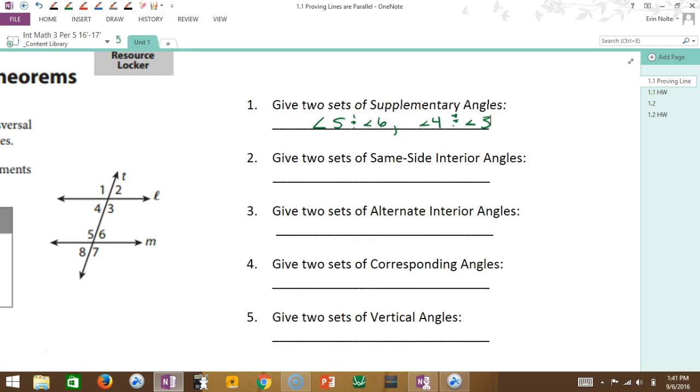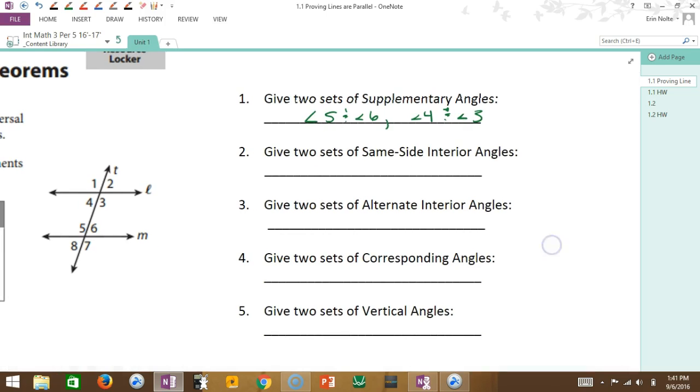Okay, so are there only 2 sets of supplementary angles here? There's lots of them, right? In fact, we could probably spend a lot of time finding supplementary angles here. There's definitely more than 2.